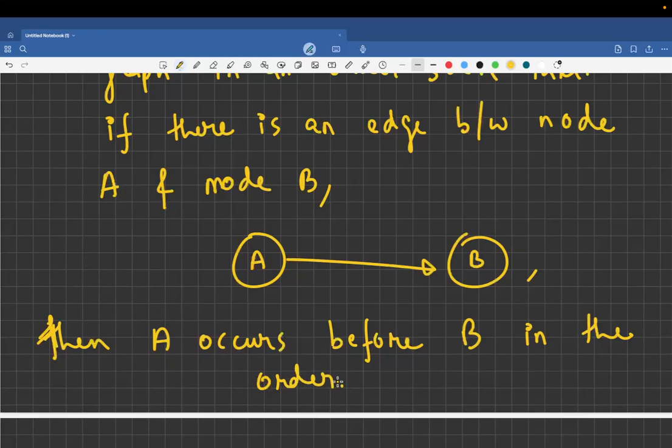In this way, if you are able to arrange all the nodes in the graph in a particular order, then you say that this is a topological ordering. And if it is not possible for you to do so, you can say that the graph cannot be topologically sorted.